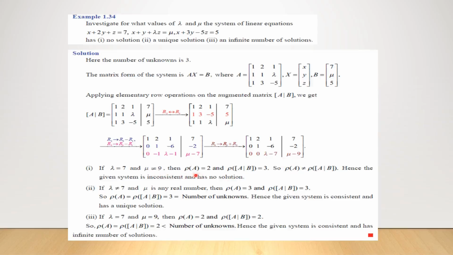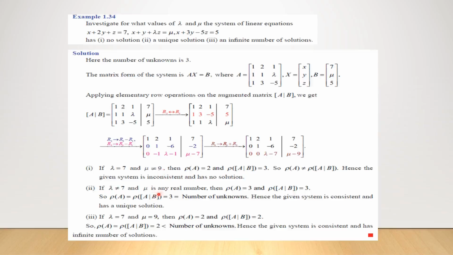At that time, the rank of A is 2 and the rank of AB is 3. That is, these two are not equal. Hence, the given system is inconsistent and has no solution at lambda equal to 7 and mu not equal to 9.